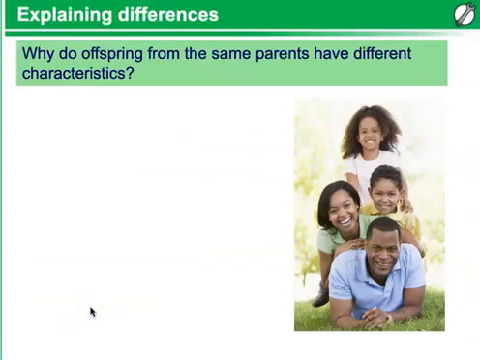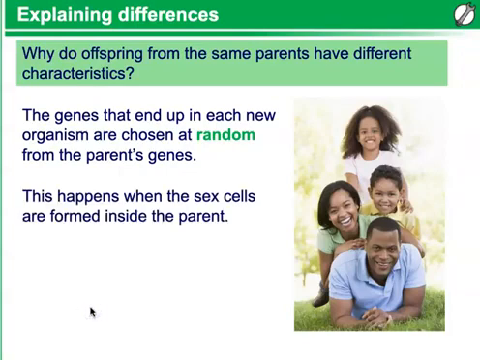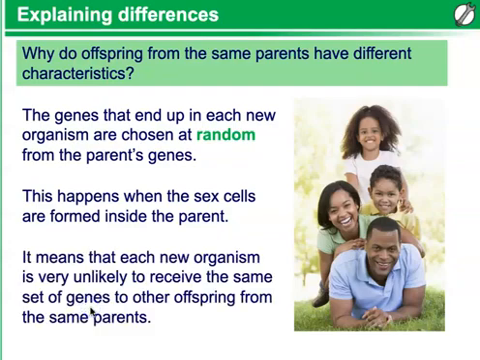So how can we explain differences? Why do offspring from the same parents have different characteristics? The genes that end up in each new organism are chosen at random from the parent's genes. This happens when the sex cells are formed inside the parent. It means that each new organism is very unlikely to receive the same set of genes as other offspring from the same parents.